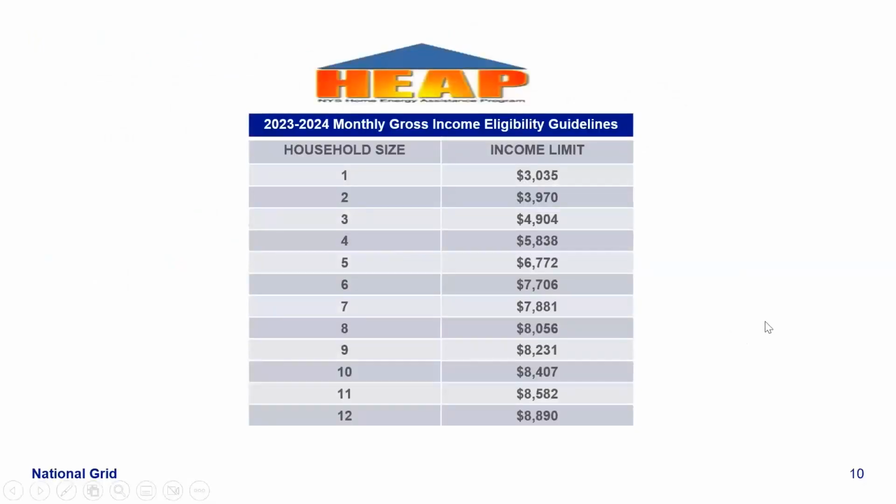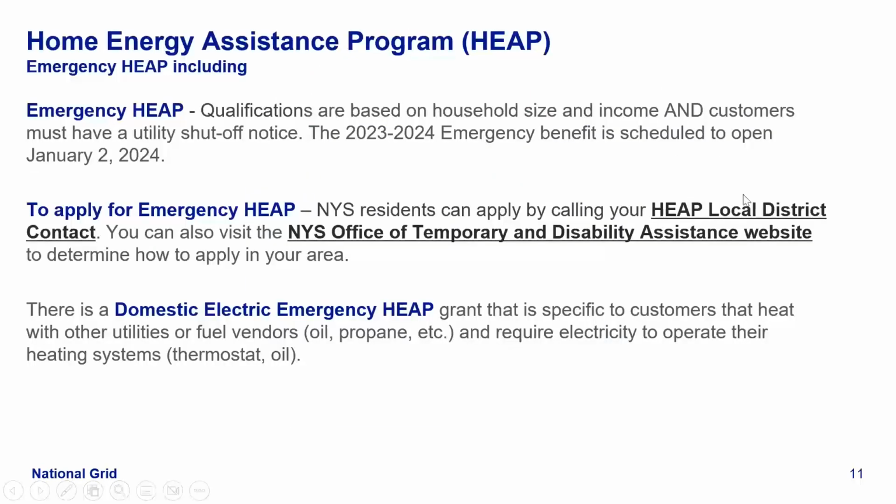So here are the income guidelines for HEAP this year. They're also on the OTDA website, but those just give you a general idea. I just went over how to get emergency HEAP. So you have to be income eligible, have the shutoff notice, and they can find their local HEAP office on the OTDA website.